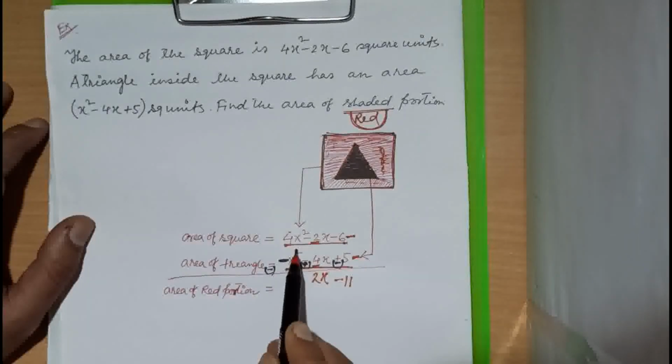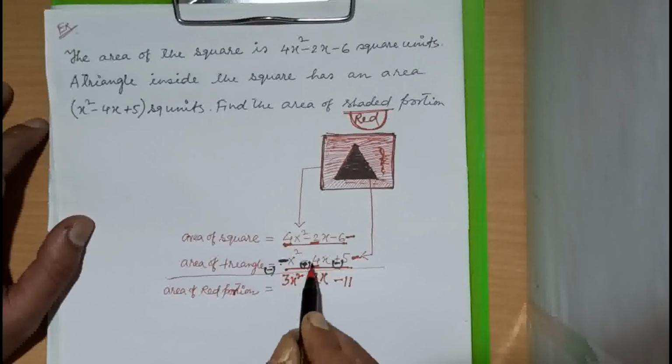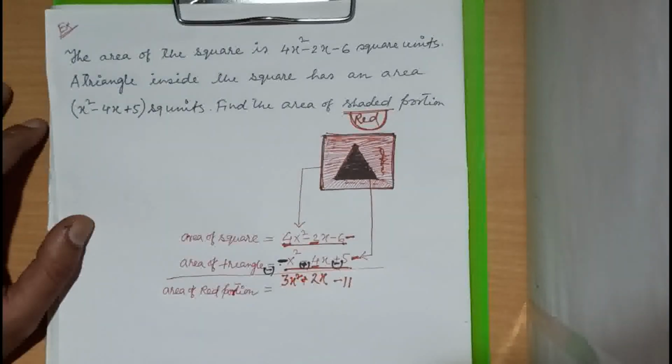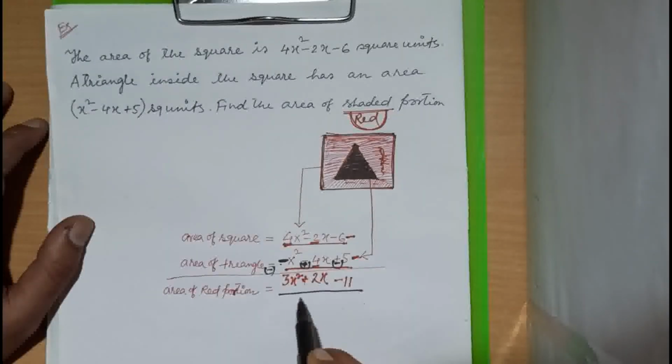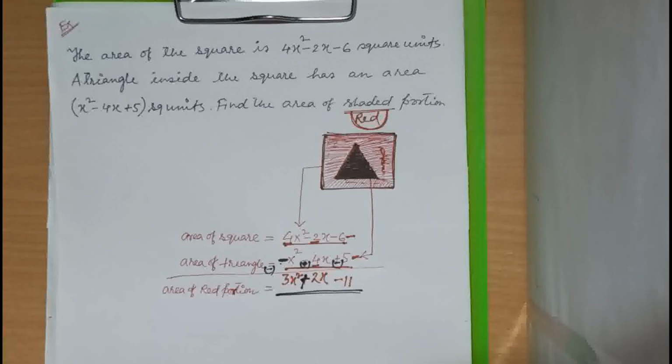Here it is positive 4, it is here. What is this? Nothing is there, that means 1. So negative 1, positive 4 and negative 1 will give you positive 3, along with that x square. So that's it. This is our final answer. That is, the area of the shaded region is 3x square plus 2x minus 11.